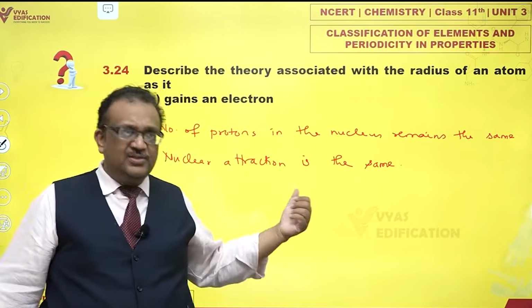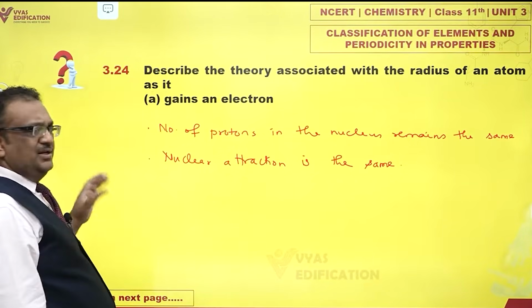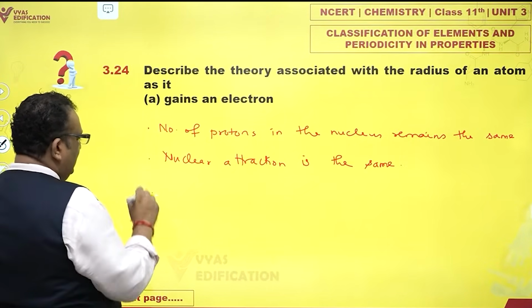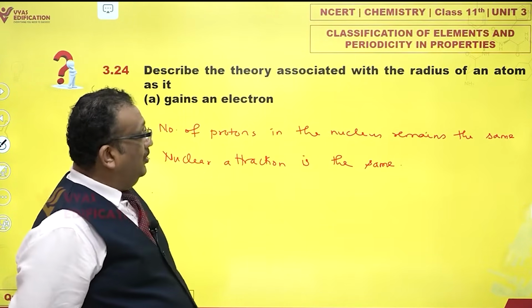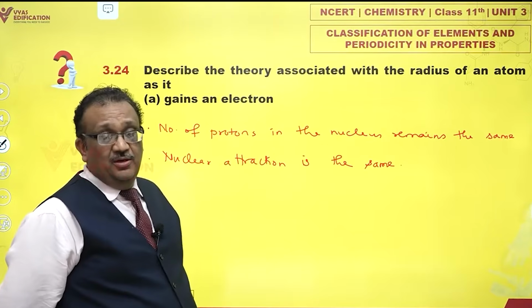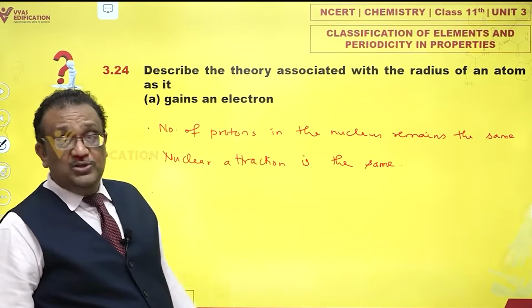Sorry. As a matter of fact, this question has appeared before also in same NCERT, but then let me again recount it because there was the same thing probably thrice. Now, for the same nuclear attraction, you have more number of electrons because it has gained one electron.